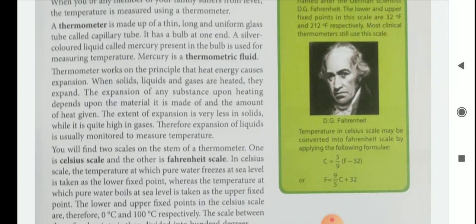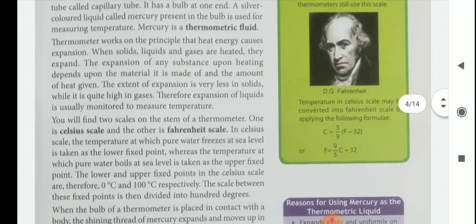A thermometer works on the principle that heat energy causes expansion. When solids, liquids and gases are heated, they expand. The expansion of any substance upon heating depends upon the material it is made up of and the amount of heat given. The extent of expansion is very less in solids while it is quite high in gases. So, expansion of liquids is usually monitored to measure temperature.